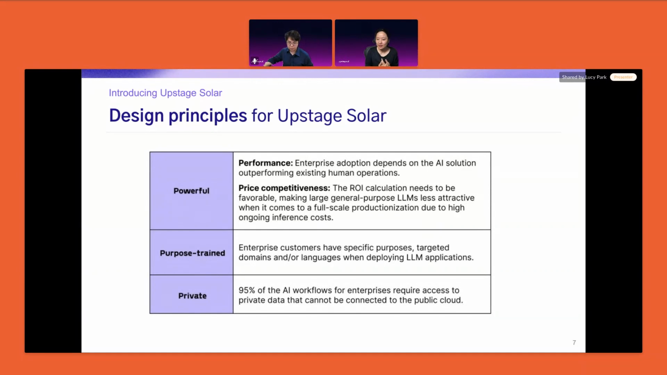So, as I mentioned before, Upstage is basically a B2B AI startup. We focus mainly on enterprises. What we do best is serving enterprise customers. And while serving LLMs to enterprise customers, we learned that enterprises needed, first, a powerful, second, a purpose-trainable LLM solution, third, that can be easily trained with their private data and securely hosted on their premises. So when building our own LLM, we knew that we should keep these principles in mind.